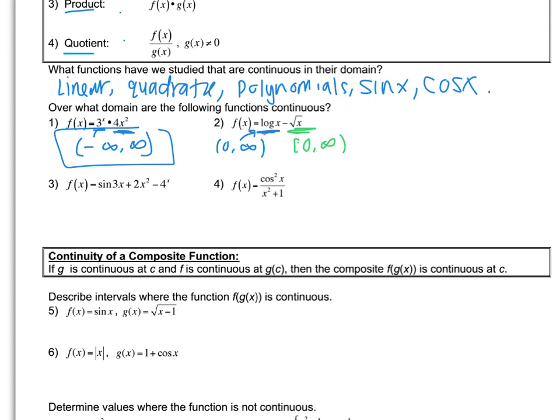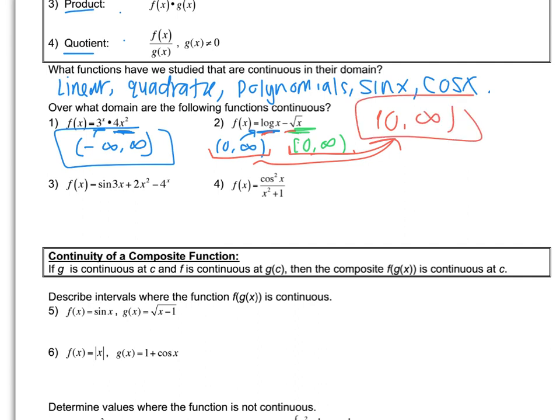So when we're talking about the domain of the entire function of those two combined functions, we would need to take the more restrictive domain, which is 0 to infinity not including 0, because it needs to work for both pieces of that. So number 2 has, when we combine both of these, 0 to infinity, not including 0.